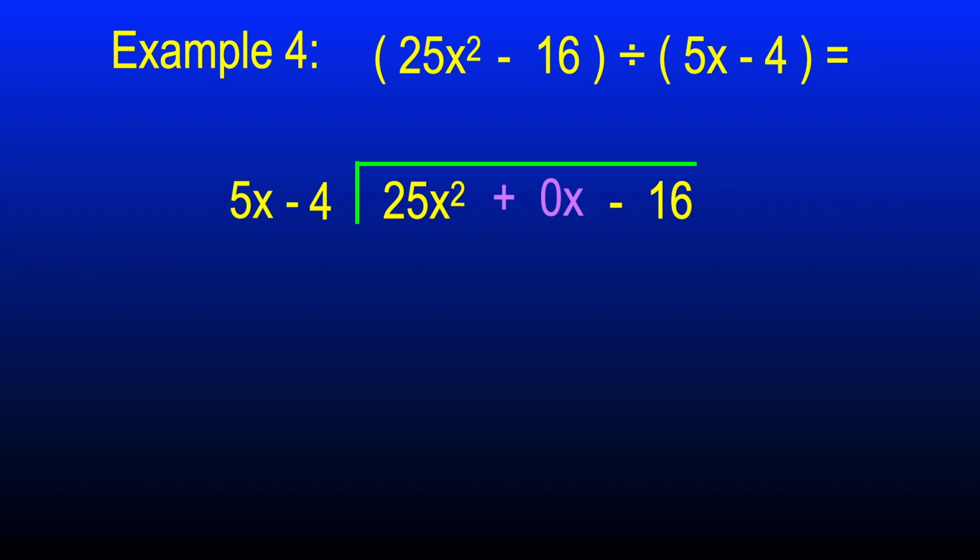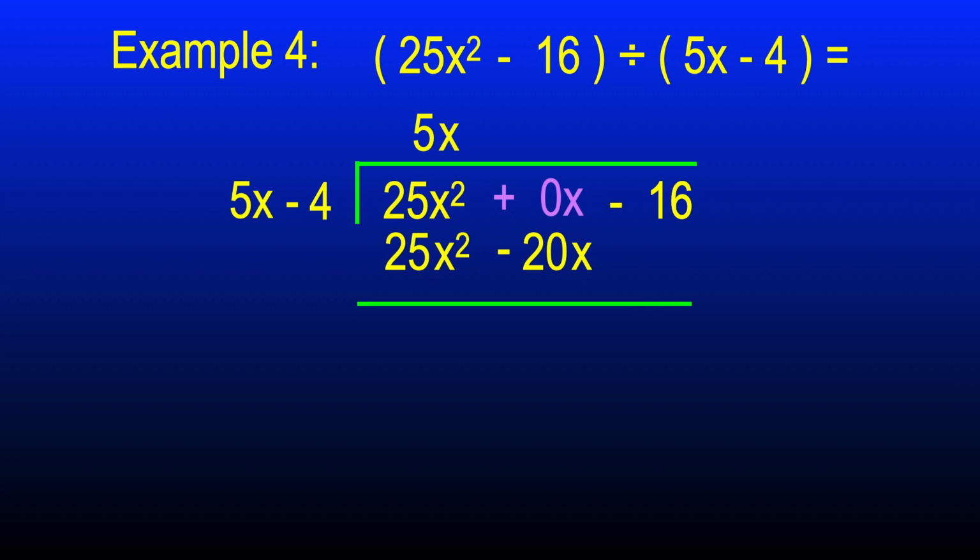Then, divide the first term of the dividend by the first term of the divisor. So, 25x squared divided by 5x. Ang sagot dyan is 25 divided by 5 is 5. Then, x squared divided by x is x. Ayan. Twice magmumultiply. So, 5x times 5x is 25x squared. Then, negative 4 times 5x is negative 20x.